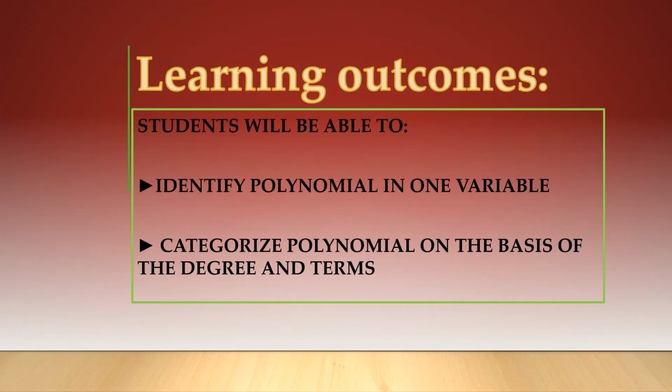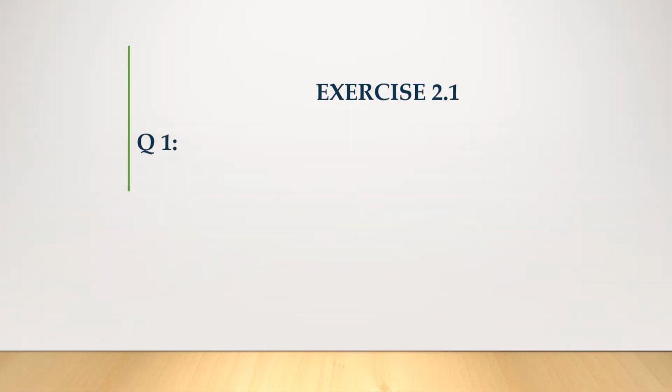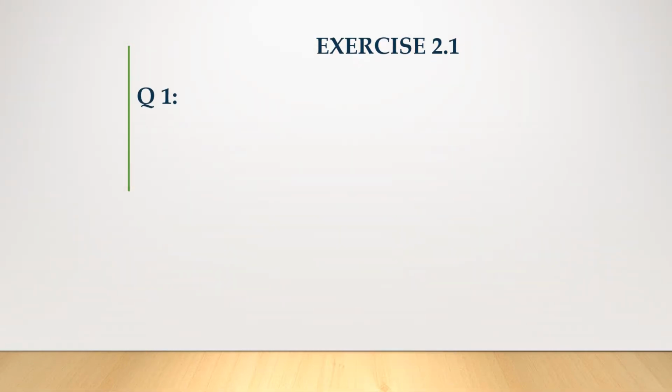Learning outcomes. The learning outcomes of today's video are, after watching this video, you all will be able to identify polynomial in one variable, and you will also be able to categorize polynomials on the basis of their degree and terms. Let's do question number 1 of exercise 2.1.